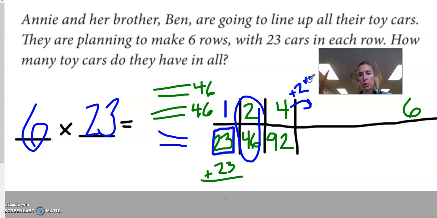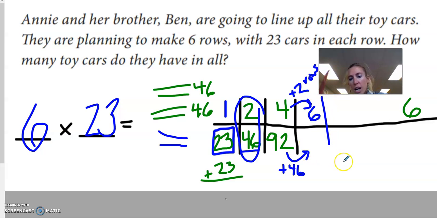Now this is rows we're talking about right here. And if I add on 2 more rows of cars, that's not just adding 2 cars. That's adding this number right here, 46. And then I'll be at my 6 rows, and I'll get a total of a lot. So 92 and 46 more. I'm going to be at 138 cars. Wow. Annie and her brother Ben have a lot of cars.